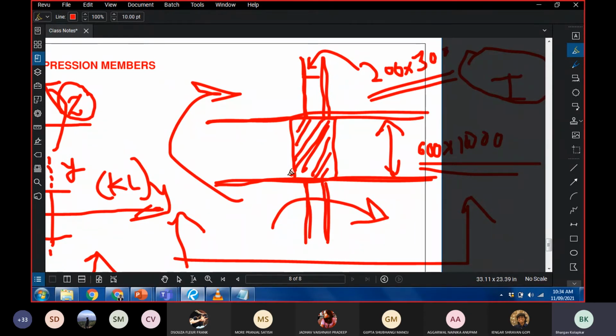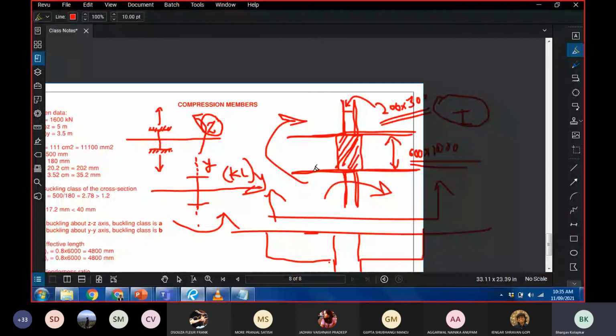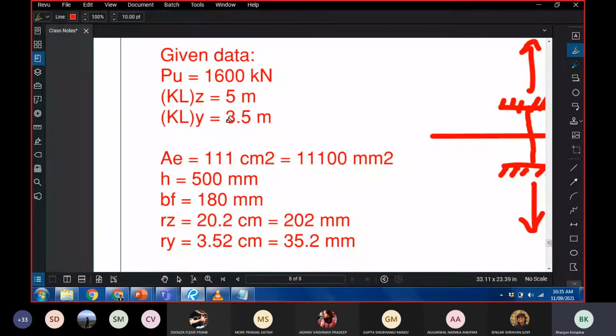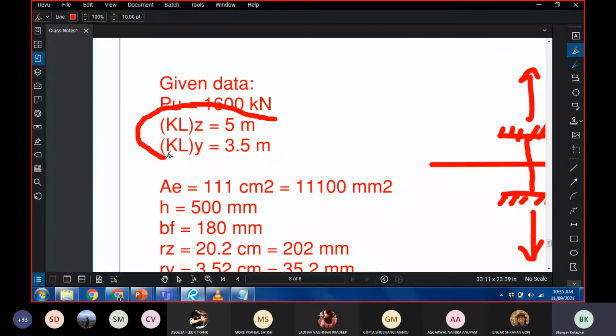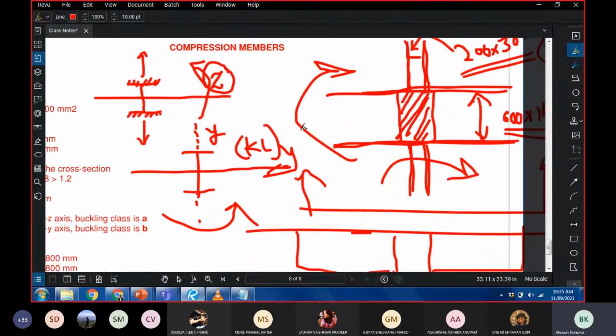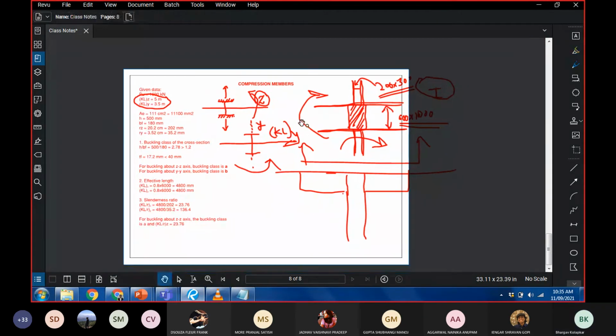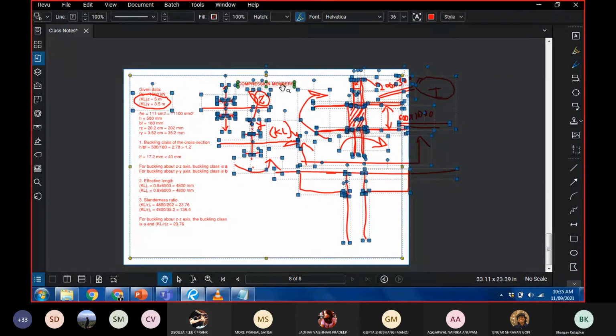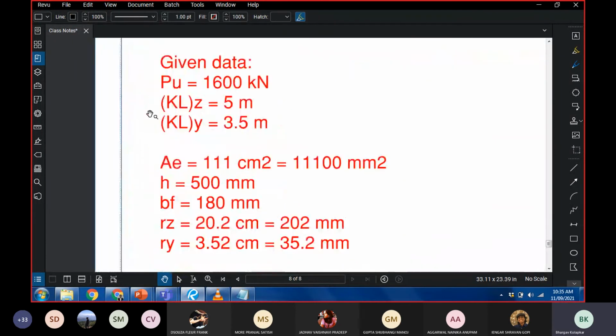Now, we are not going to get into how to calculate this and what the values are when we have such conditions. The only point of giving an example in which we have two different values is to make you understand that we might have two different values of effective length in two different directions, based on the framing in that particular direction. So the effective length about the z-axis is 5 meters, about the y-axis is 3.5 meters.